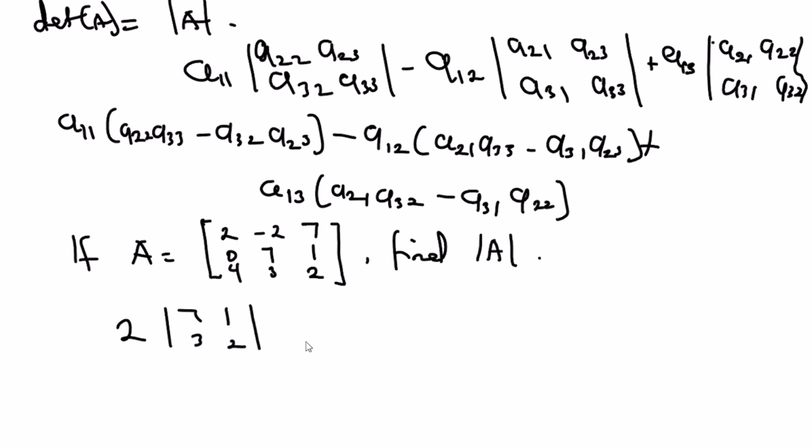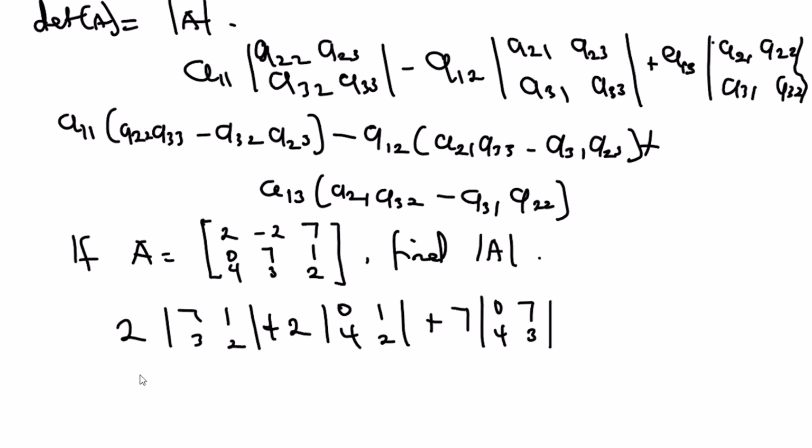Then move on to the next one. It should be minus, but the element there is already minus, so this is going to be plus 2. Multiply, cancel row and column, get 0, 1, 4, 2. Then plus the next entry, 7. Multiply, we cancel, get 0, 7, 4, 3. Then this is going to give us what?